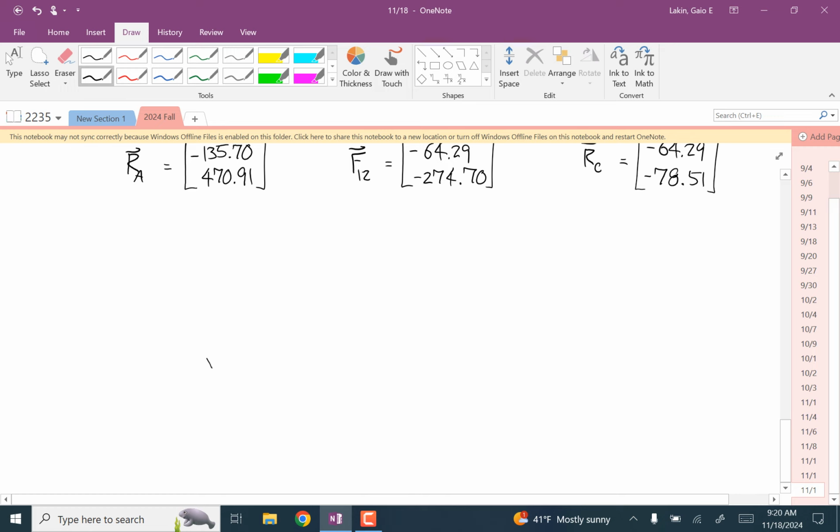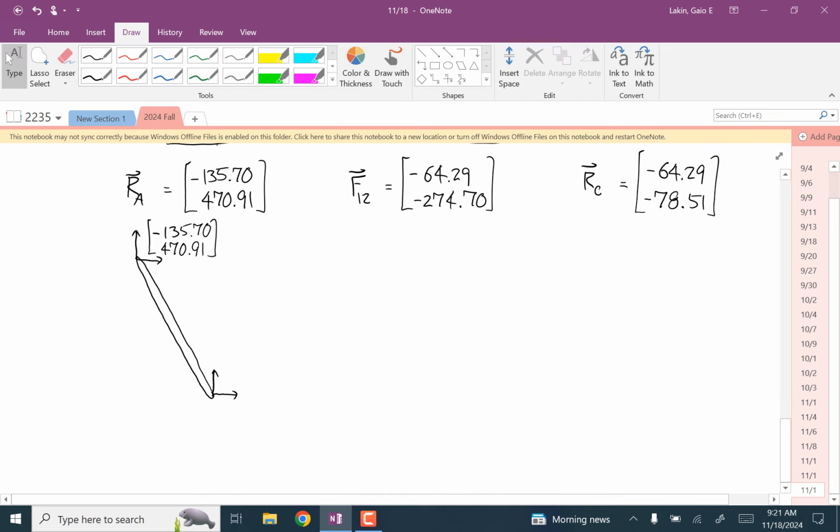So that was the one, body one is like this. And we had RA up here, so that one's easy. That's just negative 135.70, 470.91. The bottom one, now this is not just going to be F12. You have to also add on that force vector of 200, 0. So this comes out to be positive 135.71, I guess, with the round-off error I have.